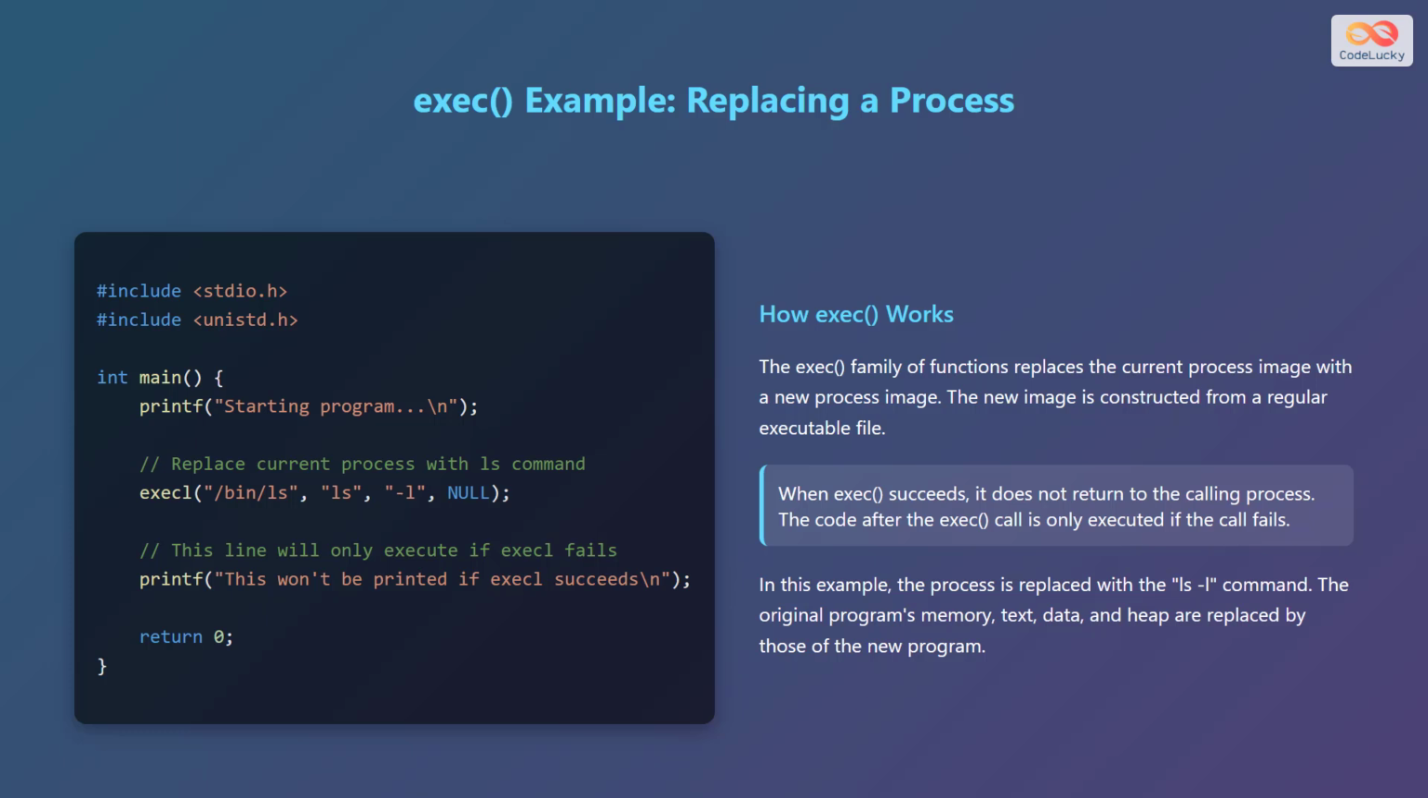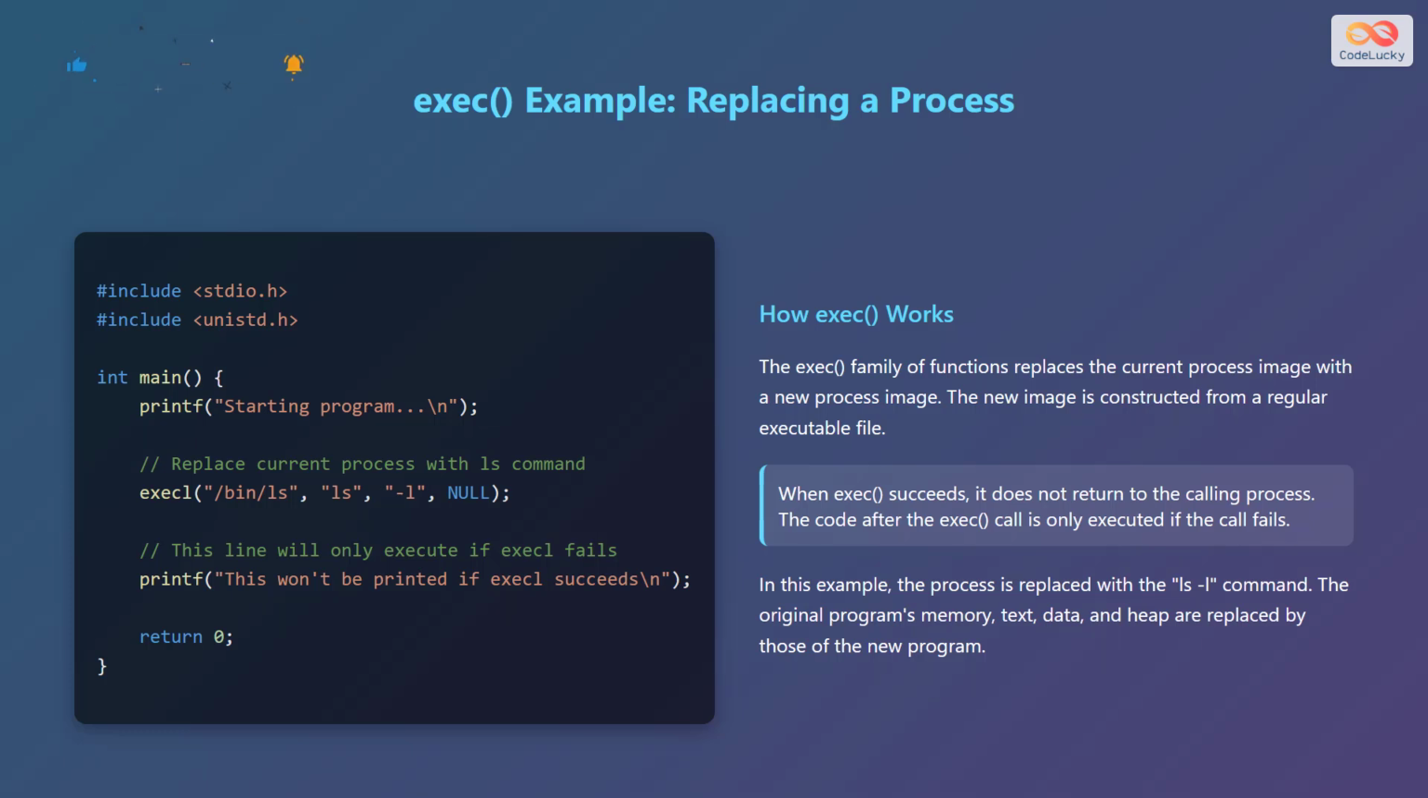In this example, we use the execl function to replace the current process with the ls command, which lists directory contents. We pass the path to the ls executable, which is typically located in the bin directory, along with the arguments to the ls command, which are ls and -l. The ls argument is conventionally passed as the first argument to the new program, and -l is an option that tells ls to list files in long format.